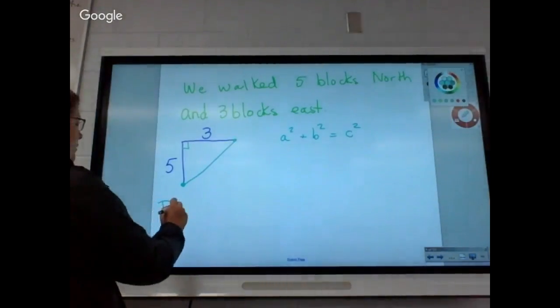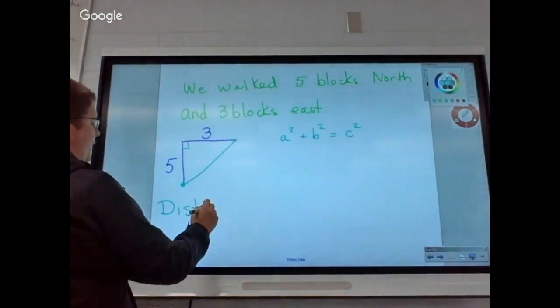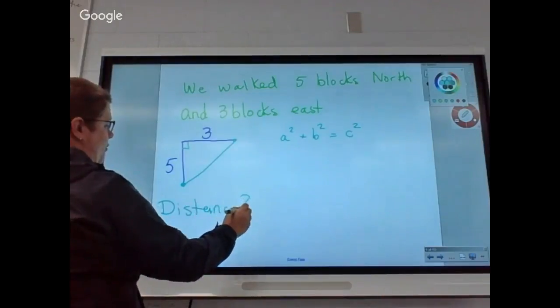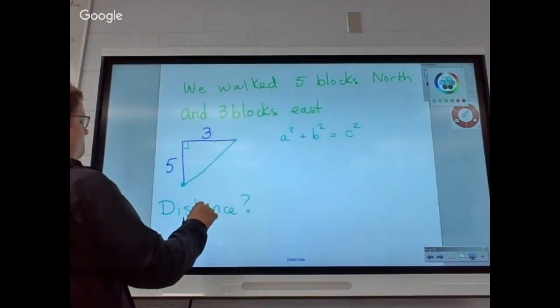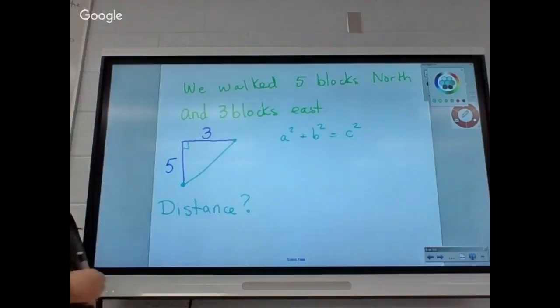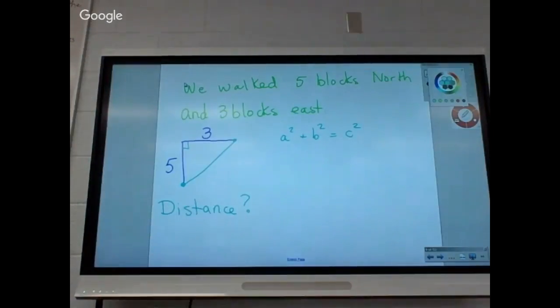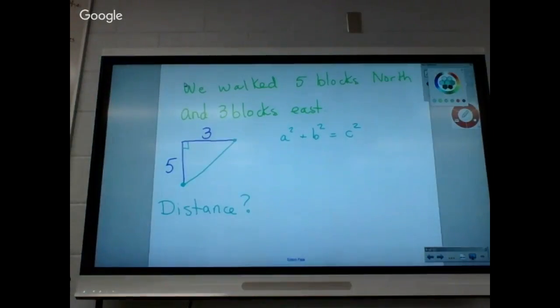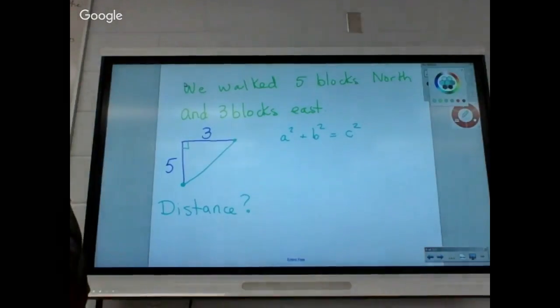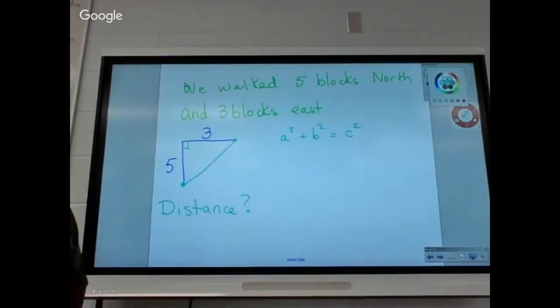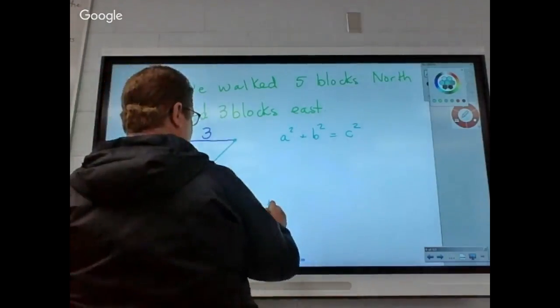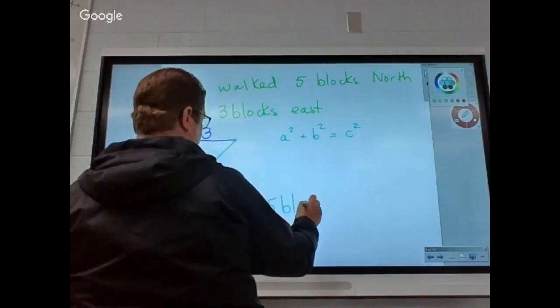Now, which one can we do to find distance? What do we do to find distance? What do we got to do to find the distance he traveled if he walked 5 blocks and 3 blocks? Just add what? Add the 5 plus the 3. You're just going to say 5 blocks plus 3 blocks.